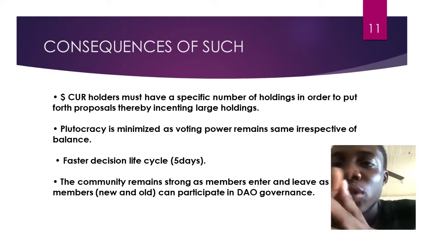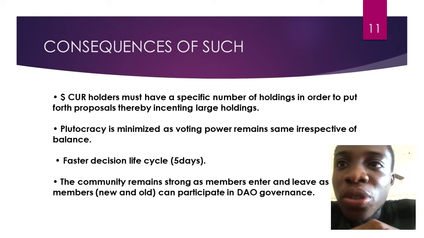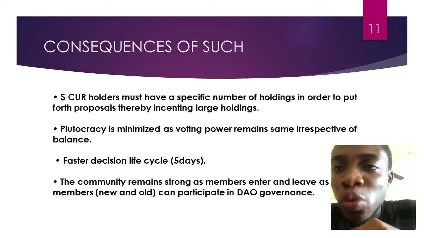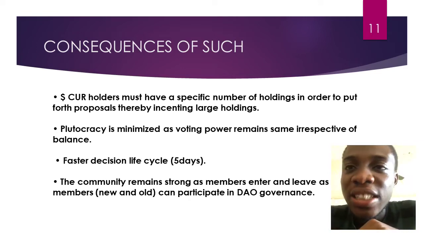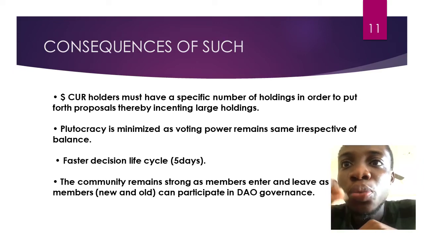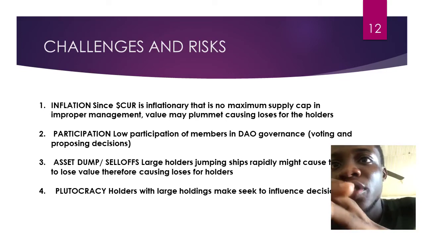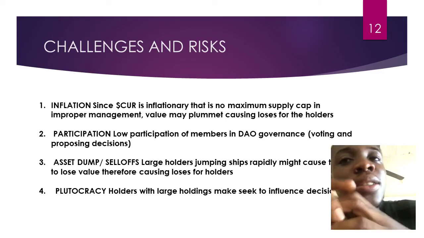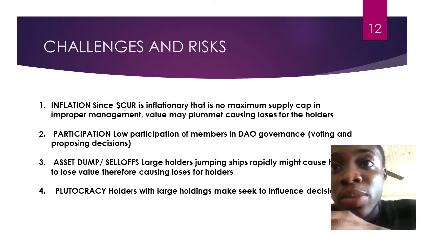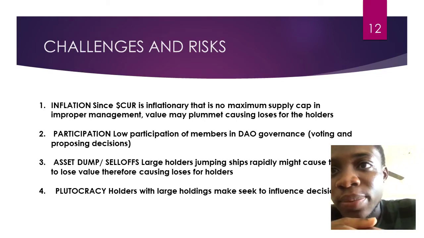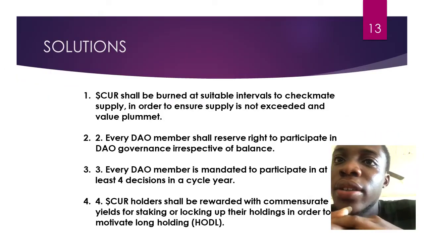So I wrote down the consequences of such here. The holders must have a specific number of holdings in order to put forward proposals. If you are willing to put forward proposals, you have to purchase a larger amount of the token to be able to do so. Here I have challenges and risks. Since it has no maximum cap, there will be a tendency for mismanagement, and for value to go down if the supply exceeds the demand. Then I wrote about plutocracy here. Okay, move to the next slide.